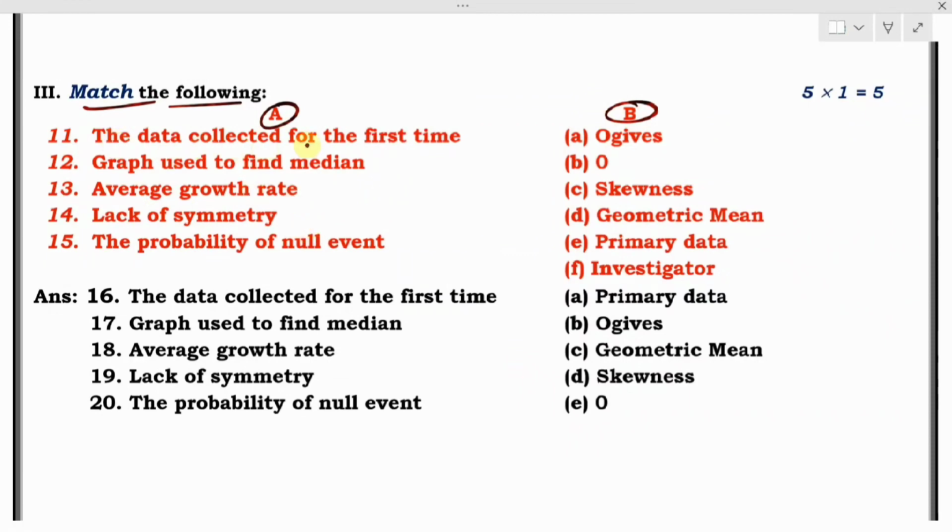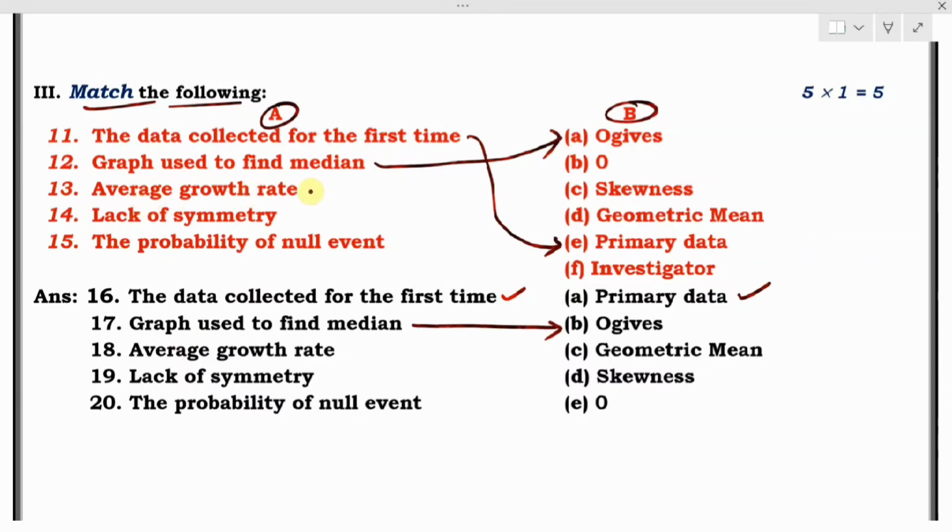So the data collected for the first time is called primary data. We know that here is the option. So better you write in this particular way in the exam. Graph used to find median. Is it not ogives? Yes. So graph used to find median is ogives.